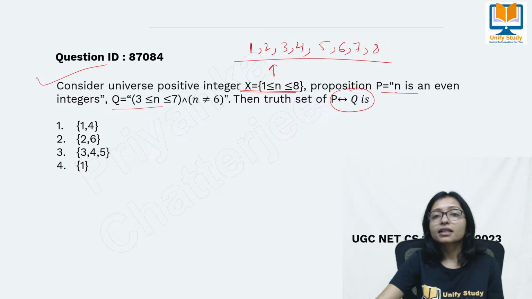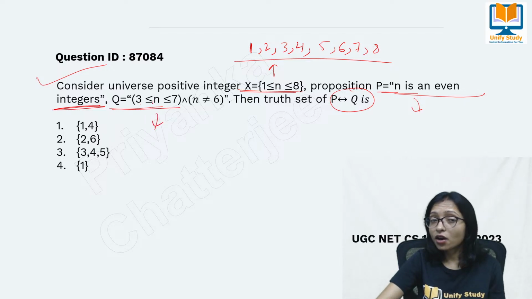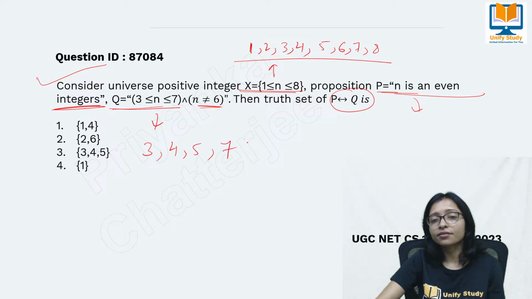But here the proposition P is given. n is an even integer. Out of n, these are all even integers. And Q is given: n greater than or equal to 3, less than or equal to 7 and not equal to 6. So it is 3, 4, 5 and 7. 6 is not coming here. So it is 3, 4, 5, 7.